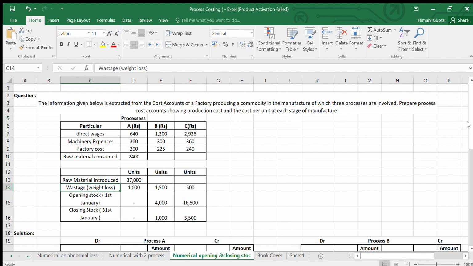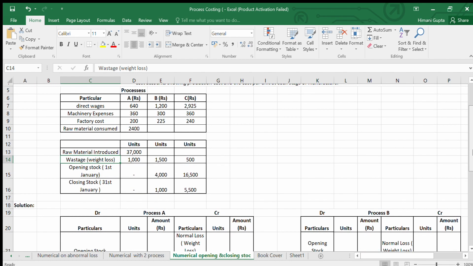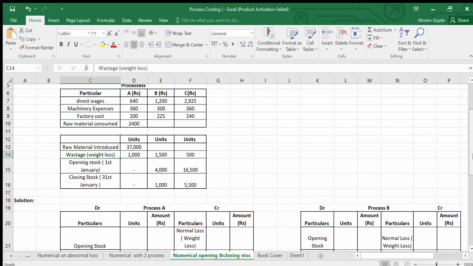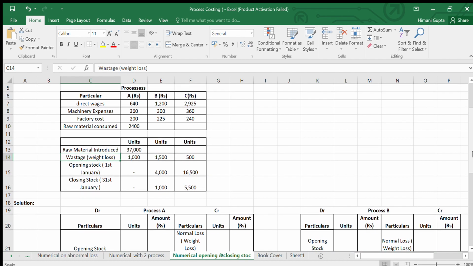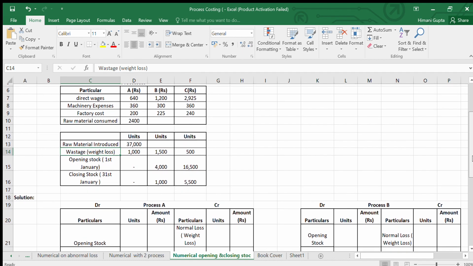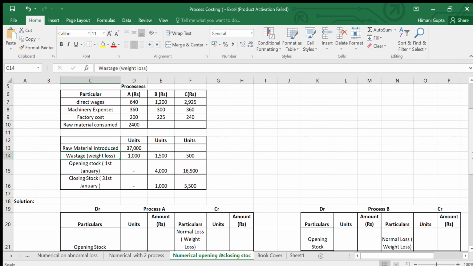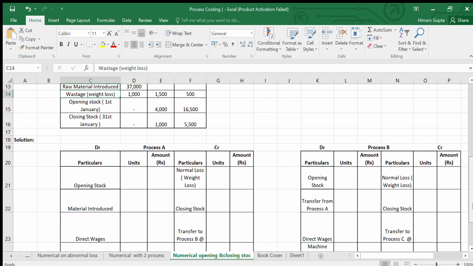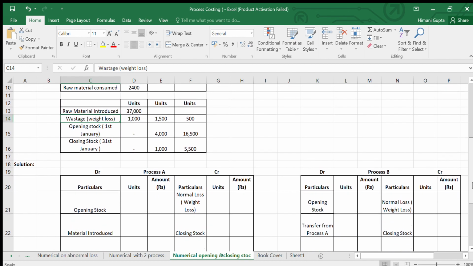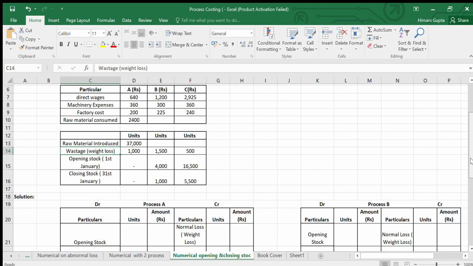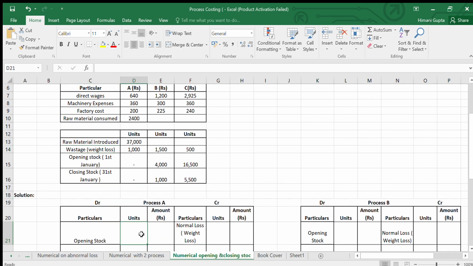Now let's start how we are going to do the question. Opening stock means whenever the goods are already there in a process and we have to manufacture them in that particular process. Now first of all we have to start with the opening stock. I have already made the proforma. Now I'm going to start with the solutions. Opening stock is given to be nil. So first is nil, when opening stock is not there, your amount will also be nil.